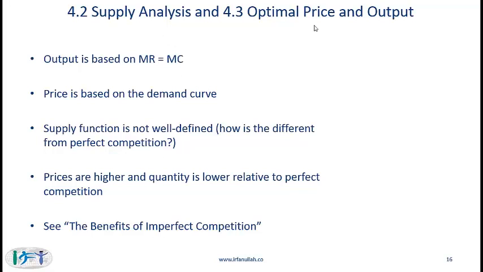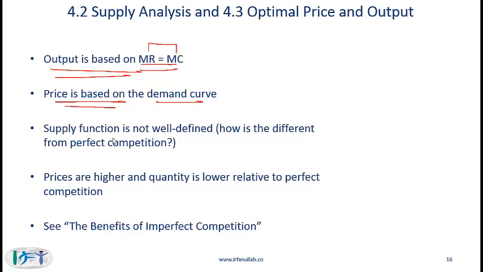Supply analysis and optimal price and output. As we've just discussed, the output is based on this expression. We have a profit maximizing output when marginal revenue is equal to marginal cost. As we just saw, the price is determined based on the demand curve. With monopolistic competition, the supply function is not well defined.